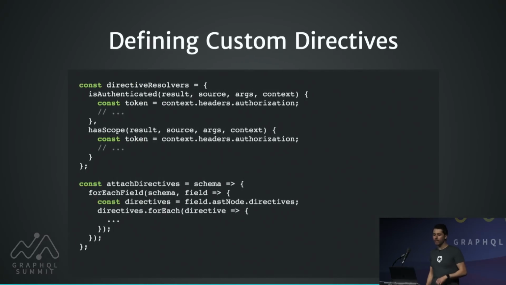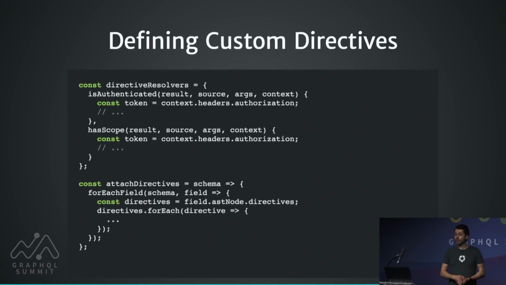Now, there's a bunch of different ways that we could go about defining custom directives and making them do what we need them to do to make the appropriate authorization checks. This is one way you might go about it. There's a lot of code that I've omitted here. There's a lot of stuff that happens.